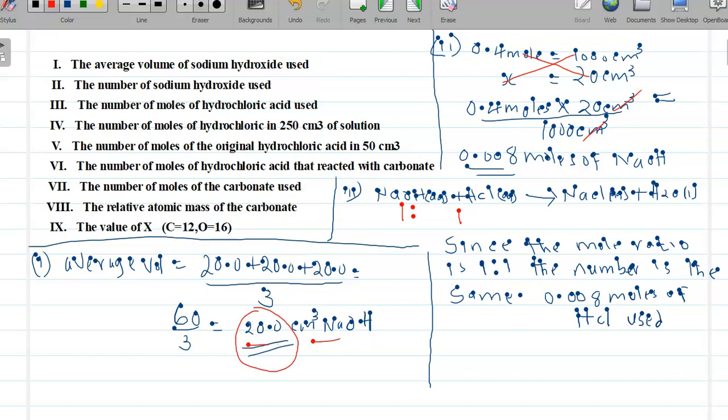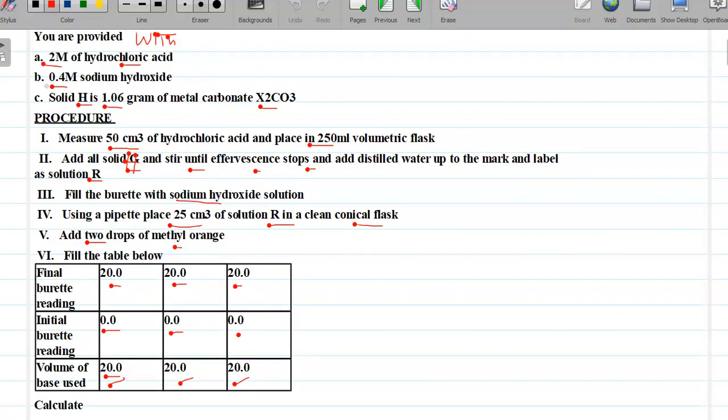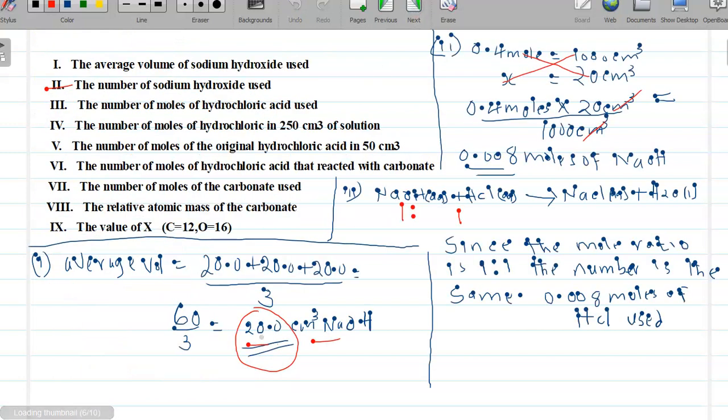Then Roman 2 is asking the number of moles of sodium hydroxide used. To calculate the number of moles of sodium hydroxide used, you have the volume used, which is 20 cm³ of sodium hydroxide. Then you will also get the molarity of the base. So the base, you have 0.4 molar sodium hydroxide solution. And again, you have here the volume used.